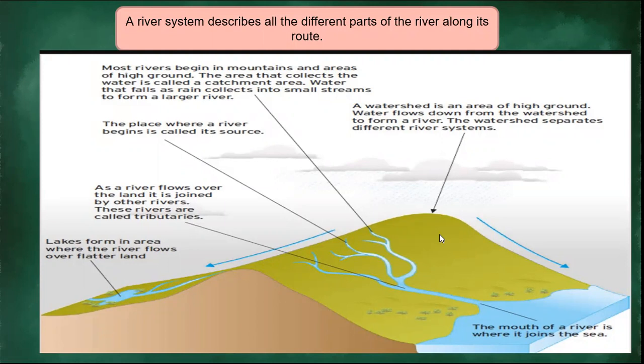So, as Leleto said, a watershed is an area of high ground. This is the top of the mountain. This is the high ground. Water flows down from the watershed. So the water will flow down. As you can see, the arrows here, they will fall down. Then the watershed separates different river systems. Okay, move to the second one.